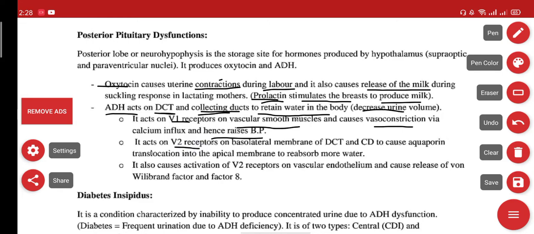The second receptors, the V2 receptors, are mainly present on the basolateral membrane of the distal convoluted tubule and collecting ducts. And once these receptors are stimulated, they cause the aquaporins, which are proteins present within the cells, to be translocated to the apical membrane. The apical membrane is the luminal membrane, to absorb more water. So thus it causes the absorption of water.